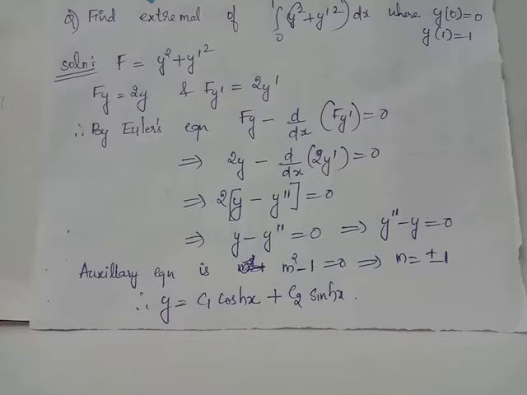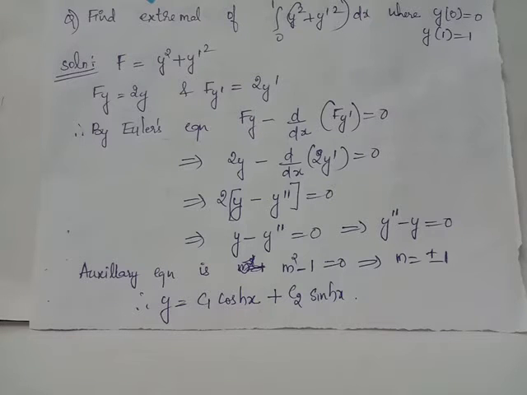Here we have dou f by dou y, that is fy equals 2y, taking partial derivative of capital F with respect to y, treating y dash as constant. Similarly, fy dash, which is partial derivative of capital F with respect to y dash, treating y as a constant, is obtained as 2 times y dash.